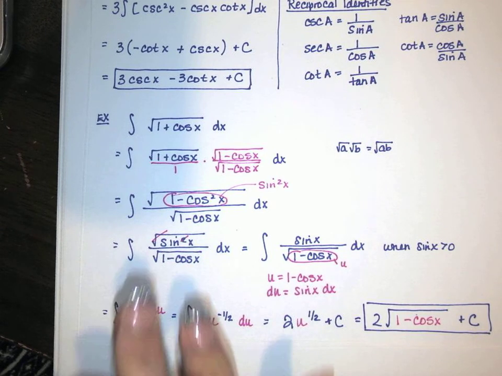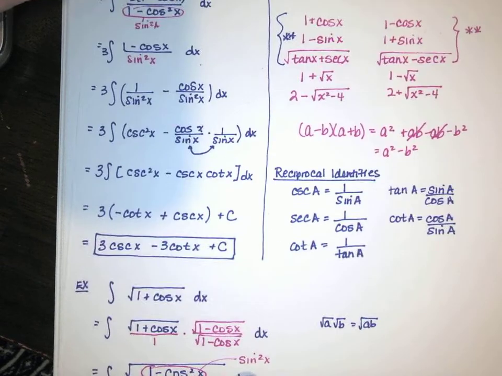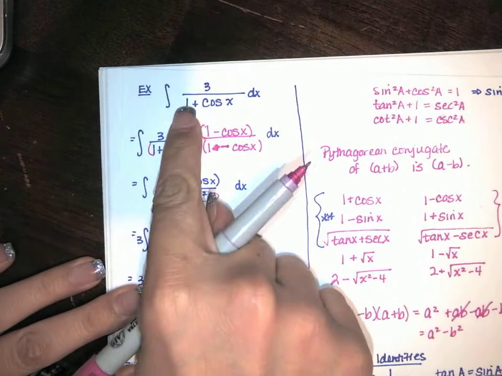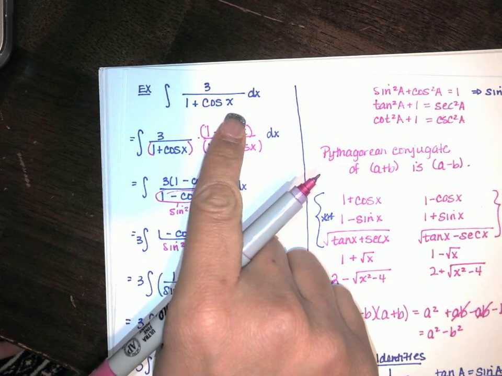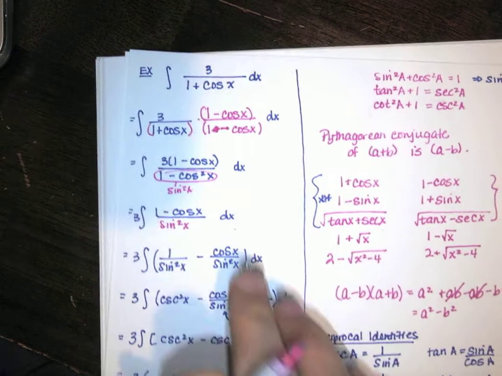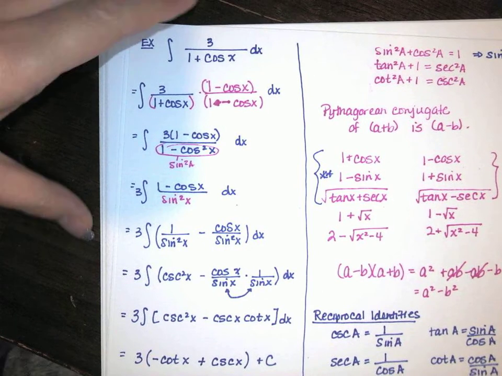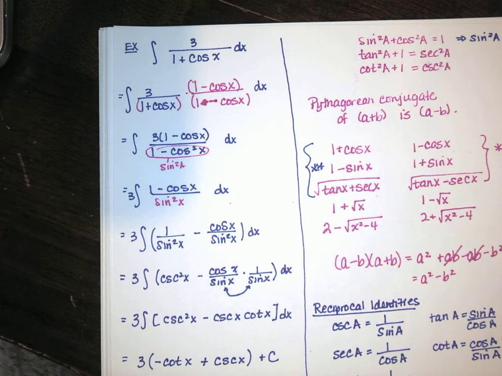Variations on this, you might see 1 minus cosine of x under a radical. You might see 1 plus cosine, or 1 plus sine of x, or 1 minus sine of x. You might see secant plus tangent of x. Same is true over here. 1 plus cosine, 1 minus cosine, 1 plus sine, 1 minus sine, secant minus tangent, secant plus tangent, tangent minus secant, cosecant minus cotangent, like all of those. All of those could be potential expressions in the denominator.